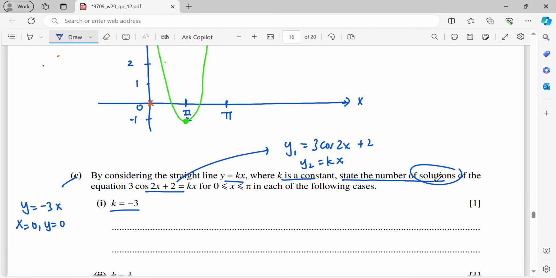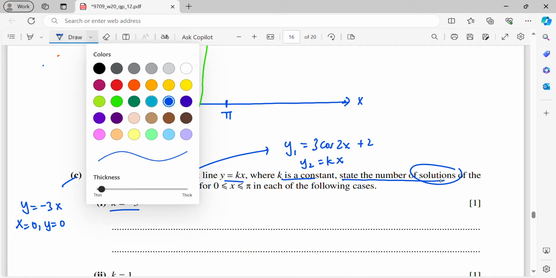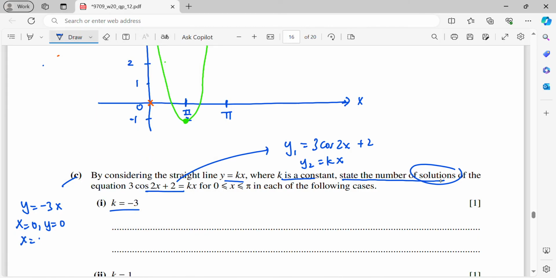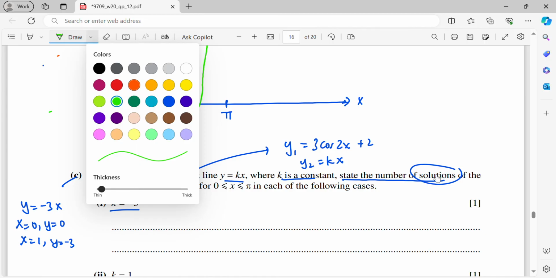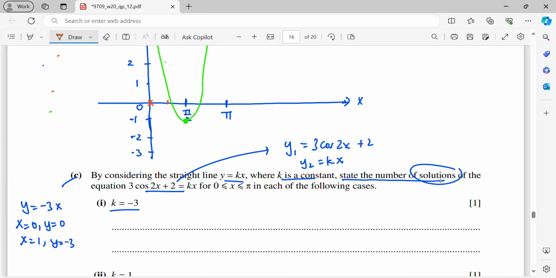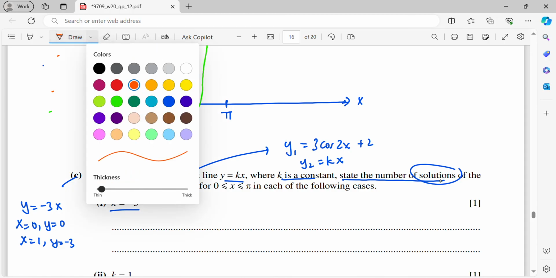Alright, when your x is 1, your y is minus 3. So minus 3 is probably here, minus 2, this is minus 3, and 1 is somewhere here. Minus 3 is here. So now when you draw the line, okay, this is a straight line.